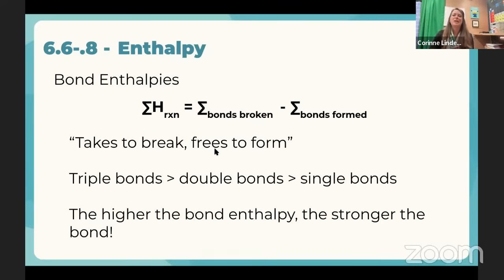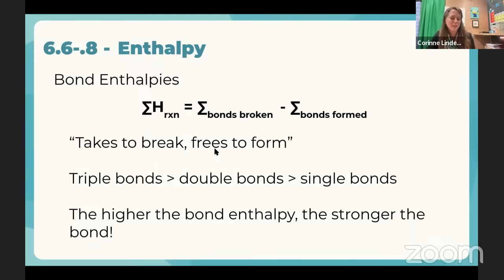All right, enthalpy. With enthalpy, I like showing bond enthalpies first because they are the opposite of everything else. The delta H of the reaction, sorry, the bond enthalpy of the reaction, is equal to the bonds broken minus the bonds formed. So essentially the reactants minus the products. This is a common misconception: it takes energy to break those bonds and it frees energy to form them. Breaking those initial bonds is endothermic, versus creating the new ones releases energy, which is exothermic.